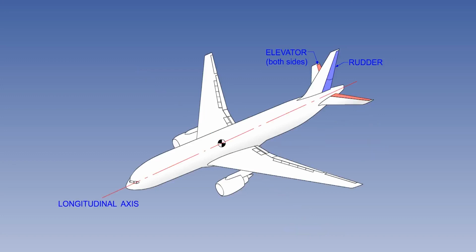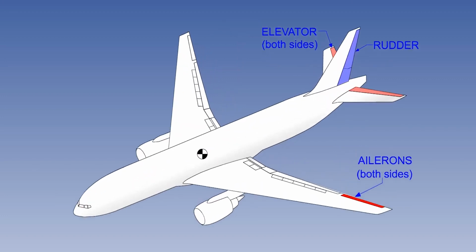The third axis is the longitudinal axis, which runs from nose to tail through the CG. Movement around this axis is called roll, and is provided by the ailerons, which are mounted at or near the wingtips. They move in opposition. The downgoing aileron increases the lift on that wing, and the upgoing one decreases lift on the other, giving lateral control.